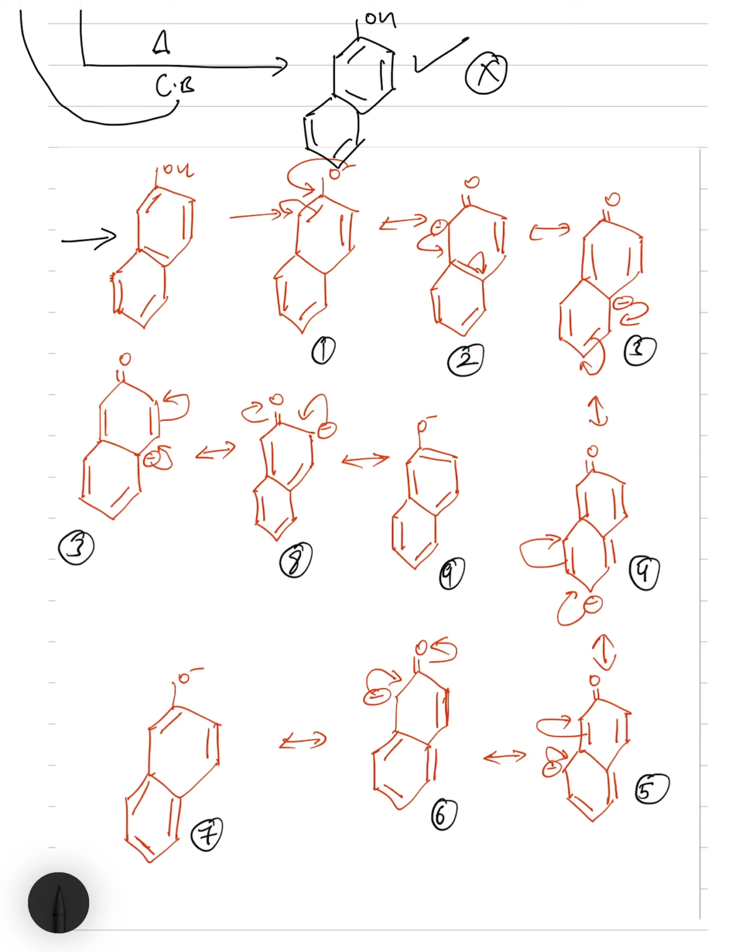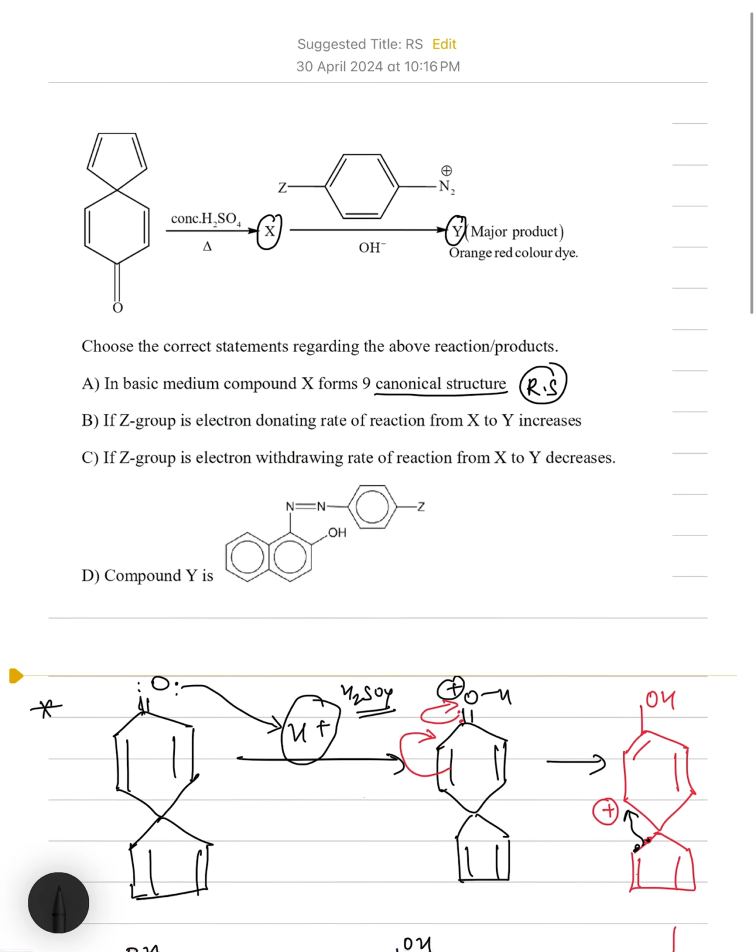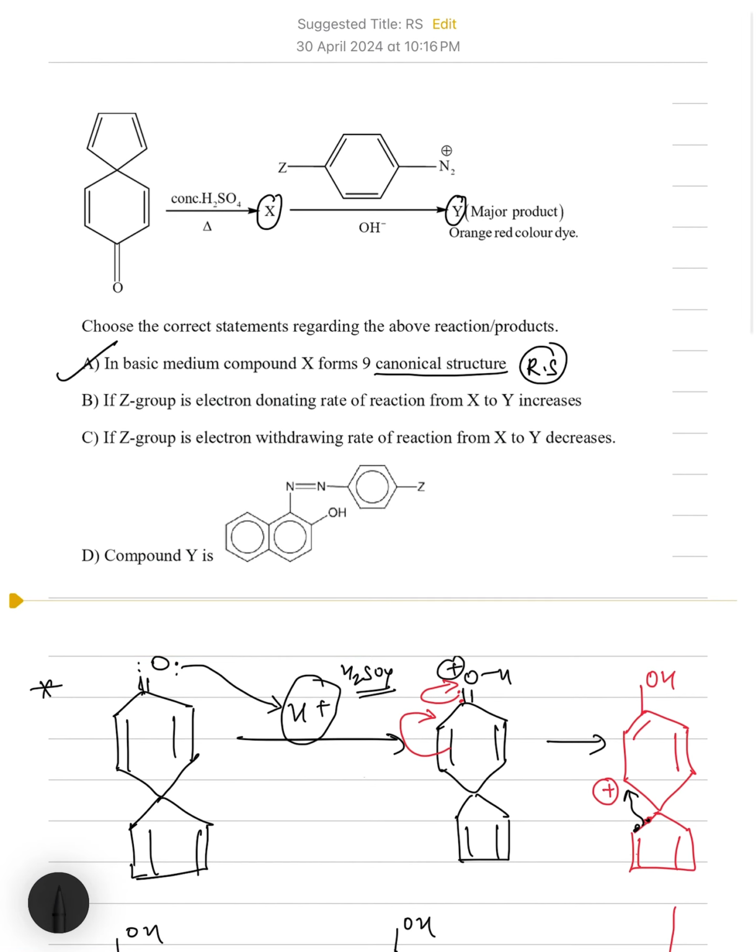In the basic medium, what will happen? This OH, this is phenol, will lose H plus ion forming the O minus. Then this O minus will undergo resonance, and hence we have obtained all the resonating structures. 1, 2, 3, 4, 5, 6, 7, 8 and 9. There are a total of 9 resonating structures here. So yes, our option A is correct.